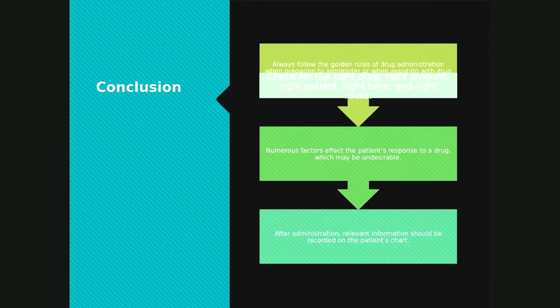Always follow the golden rules of drug administration, which are your 5 rights. You want to make sure you have the right drug given to the right patient, the right amount at the right time through the right route. There are different factors that affect the patient's response to a drug, which might not always be something desirable. So again, once you inject the patient, you do not leave that patient until the exam is over and you are walking them out. And once you're done with the medication or contrast administration, you want to make note of any relevant information and put that in the patient's chart to be recorded.